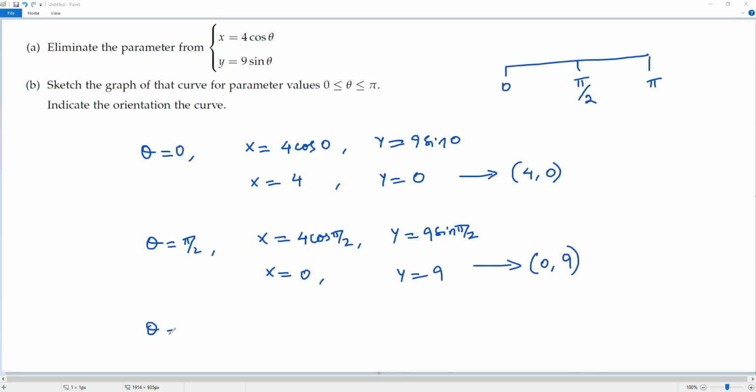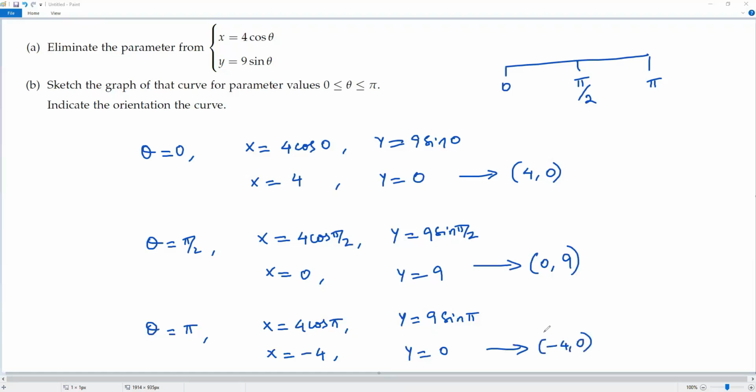Okay, let's take the third value for theta. Let's plug in theta is equal to pi into the given parametric equations, that is x is equal to 4 cosine pi, y is equal to 9 sine pi. The value of cosine pi is -1, and -1 times 4 is -4. The value of sine pi is 0, and 0 times 9 is 0. So we get -4, 0.